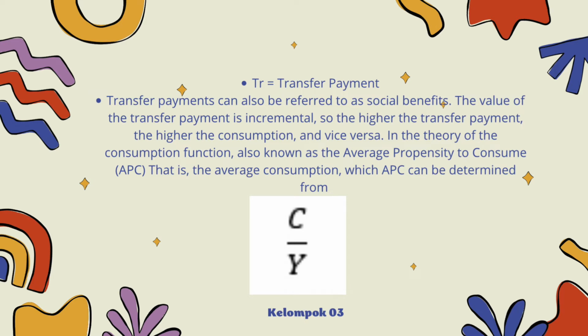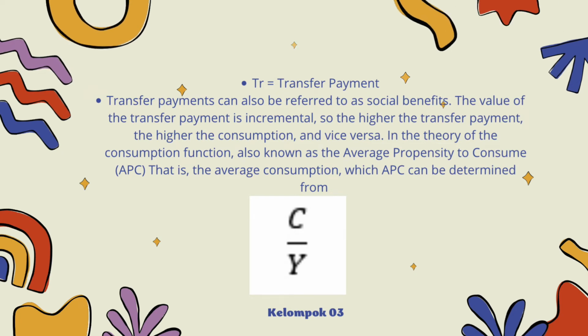In the theory of the consumption function, also known as the average propensity to consume, APC, that is, the average consumption, which APC can be determined from C per Y.